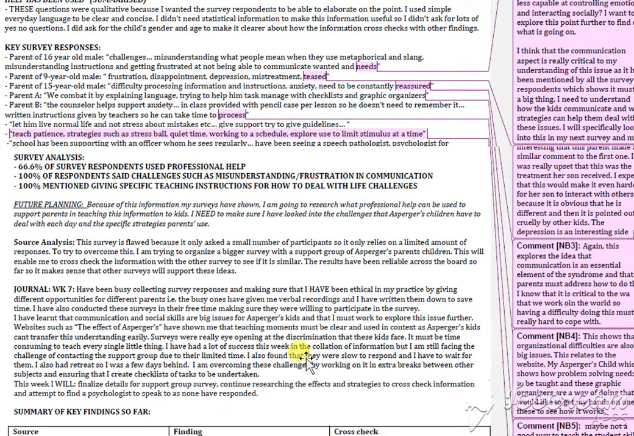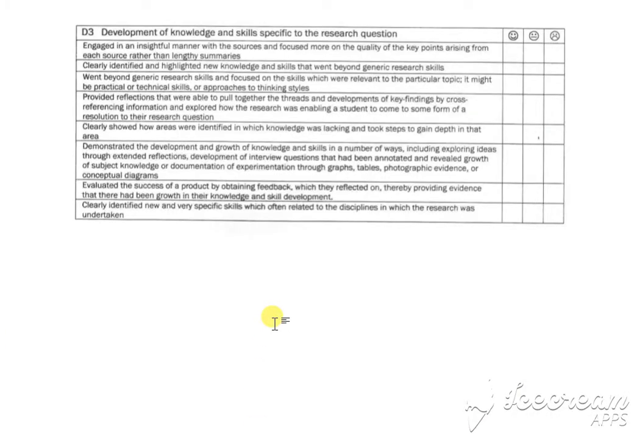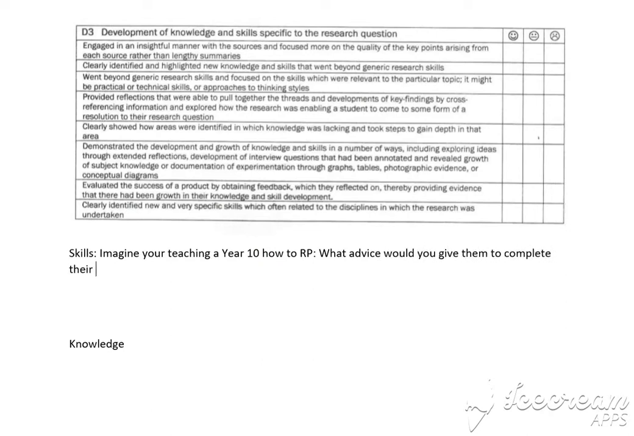With this criteria, it's also really important that you do a little bit of an overall at the end, and a really sophisticated kind of action, I guess, is to have a skills reflection and a knowledge reflection. So in your skills, the best way that I picture is, imagine you're teaching a year 10 how to do a research project. What advice would you give them to complete their various tasks?